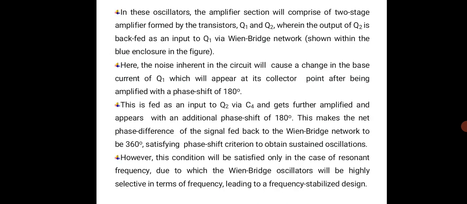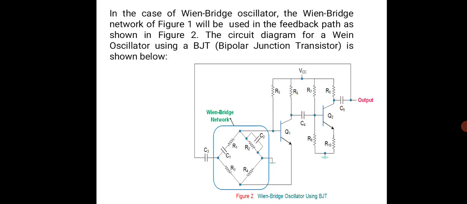In these oscillators, the amplifier section will comprise a two-stage amplifier formed by transistors Q1 and Q2, wherein the output of Q2 is fed back as an input to Q1 via the Wien bridge network. You can see this shown within the blue colored enclosure here.